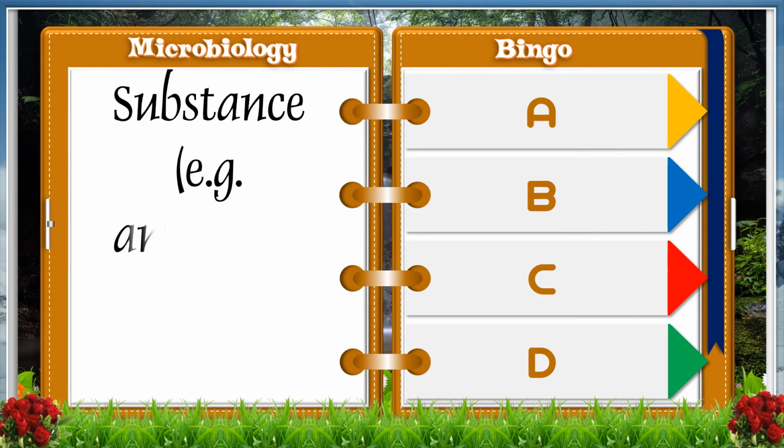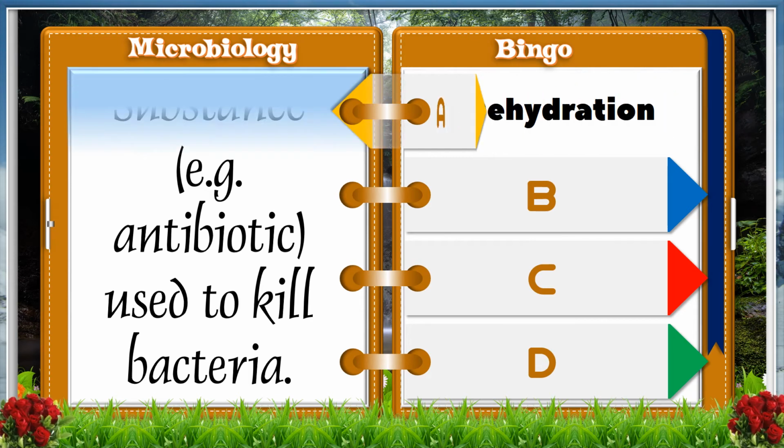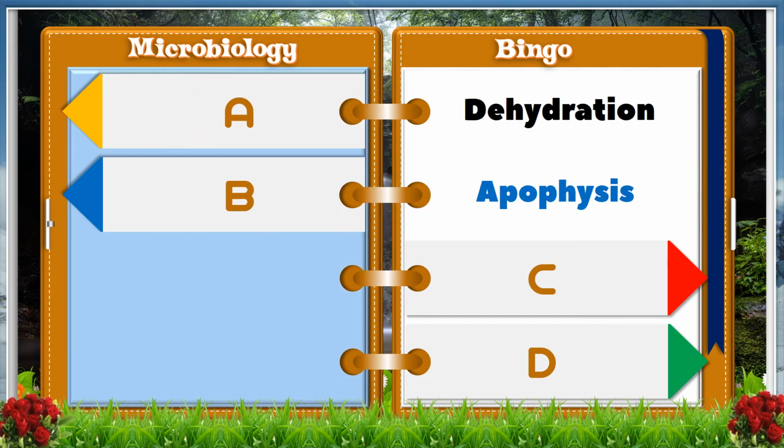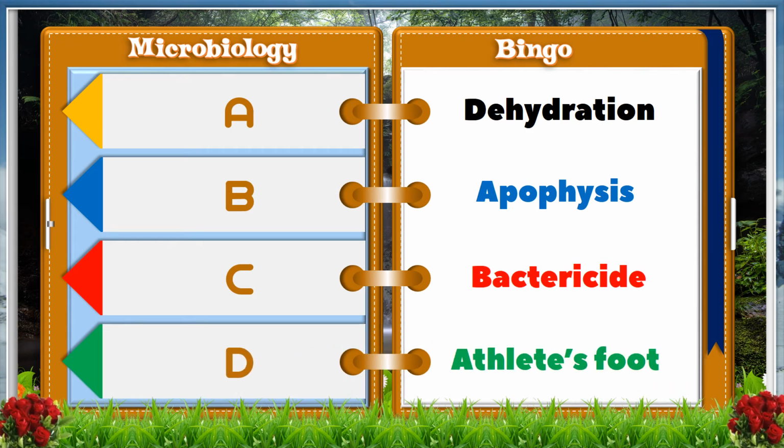Substance, for example, antibiotic, used to kill bacteria? A. Dehydration. B. Apophysis. C. Bactericide. D. Athlete's foot. And the answer is C. Bactericide.